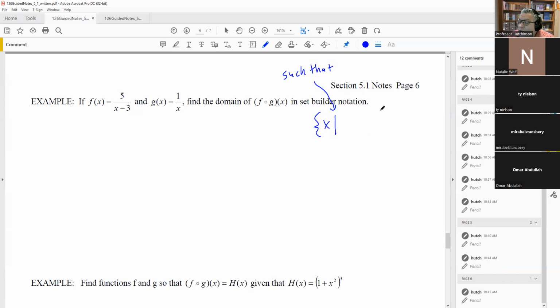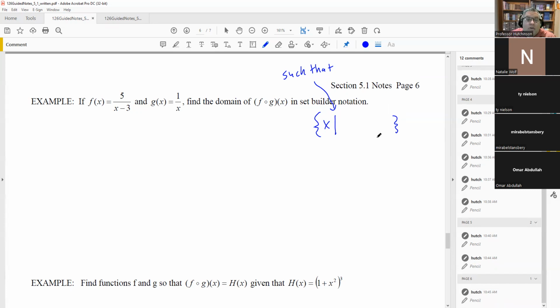You'll put another statement inside here. It might be something like x is greater than 3, x is less than 3, x is not equal to 0, something like that. So that's what we mean by set builder. It's an alternative way of writing an answer, an inequality. Instead of using interval notation, it's using set builder notation. That's what the homework has you do. It has you do the set builder.